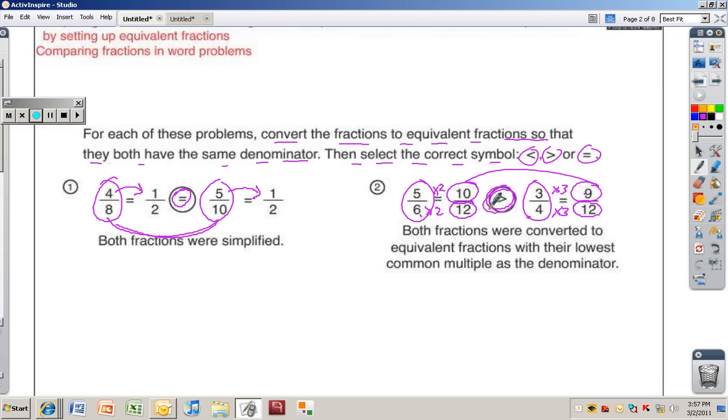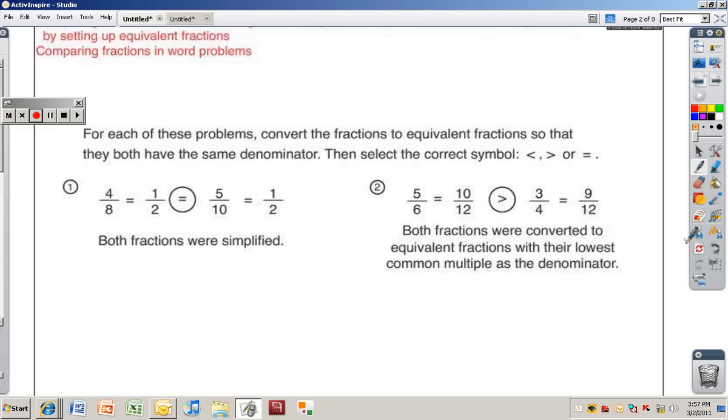Now I'm going to show you the shortcut for doing this. All you have to do, I'm going to get these out of the way because you're not going to use any of this. If you're comparing 4/8 and 5/10, you're going to simply multiply diagonally up like that, and then you're going to compare the numbers that you get. So we do 10 times 4, and we put that number up here. 8 times 5, and that number up here. We have 40 and 40, so obviously those are equal to each other.